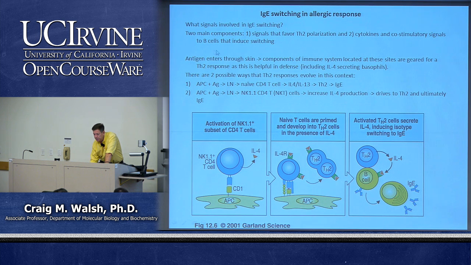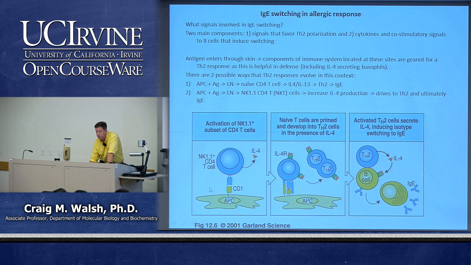And then, as I mentioned, the antigen can enter various ways. If it comes in through the skin, there are certain components in the immune system that are particularly geared for a Th2 response, resulting in this IL-4. So the consequence is basically two different ways in which the Th2 response can evolve.